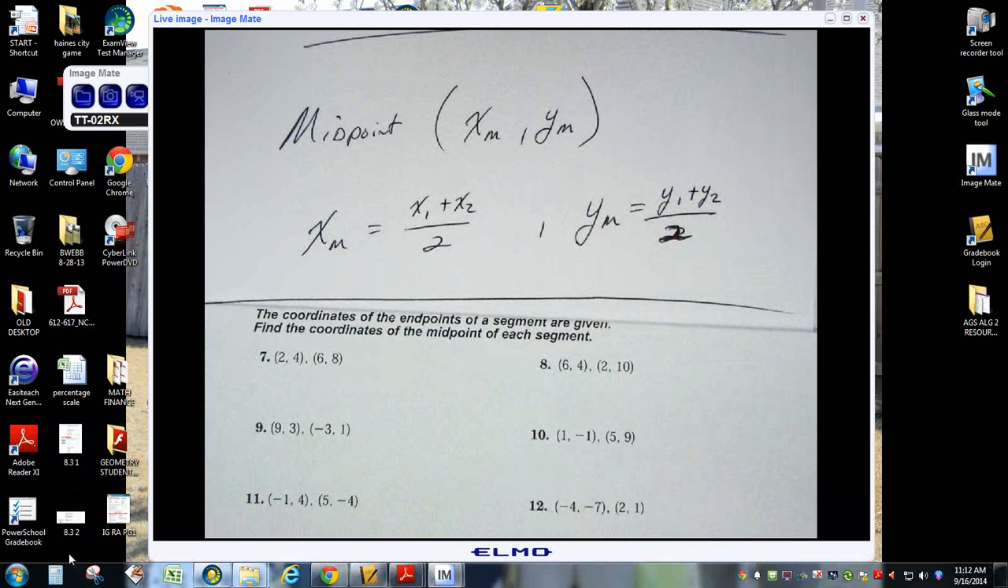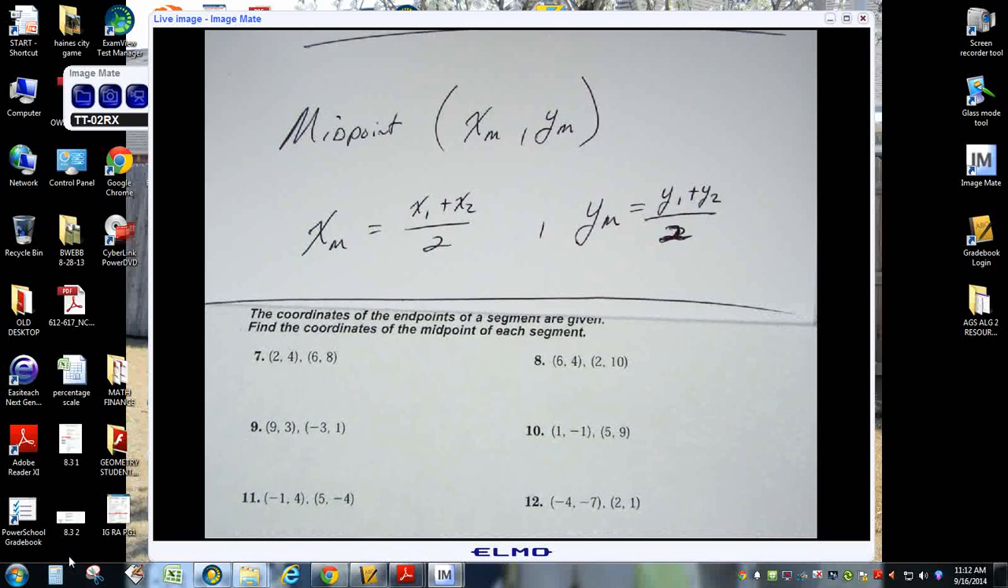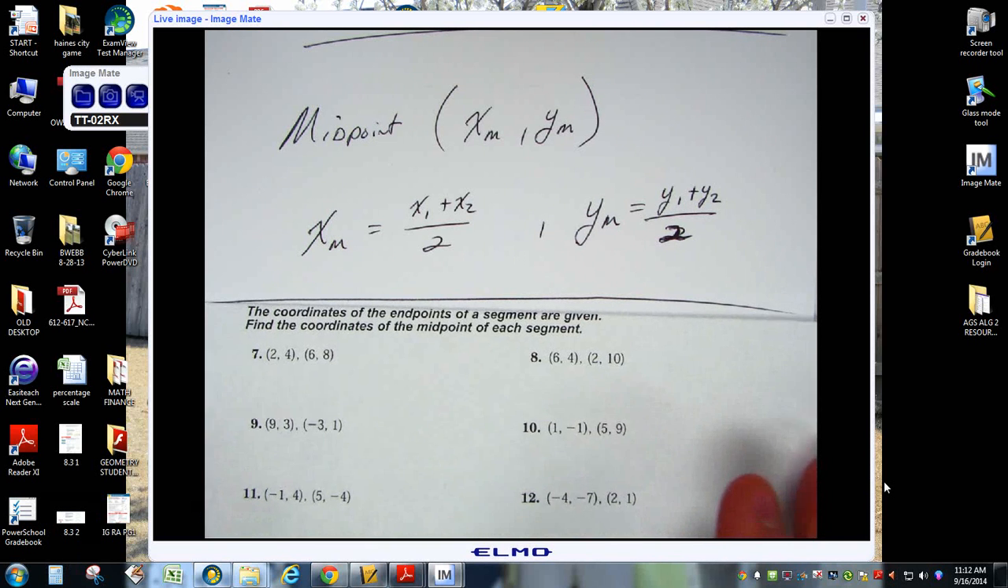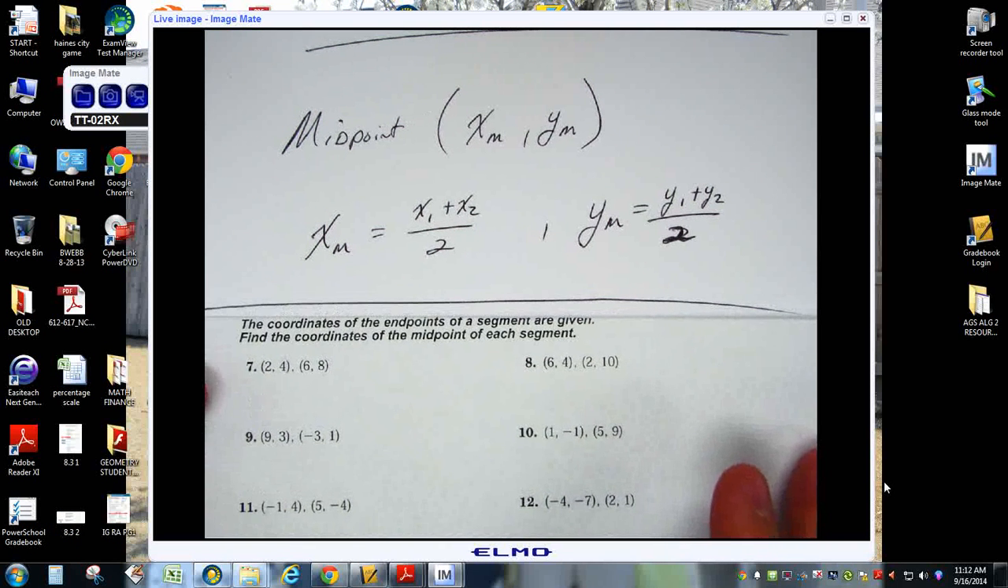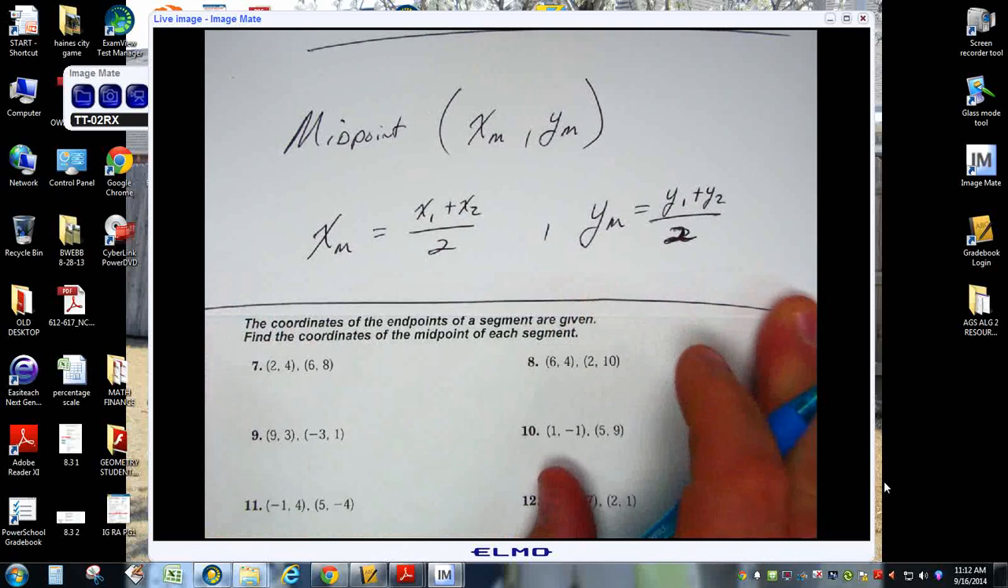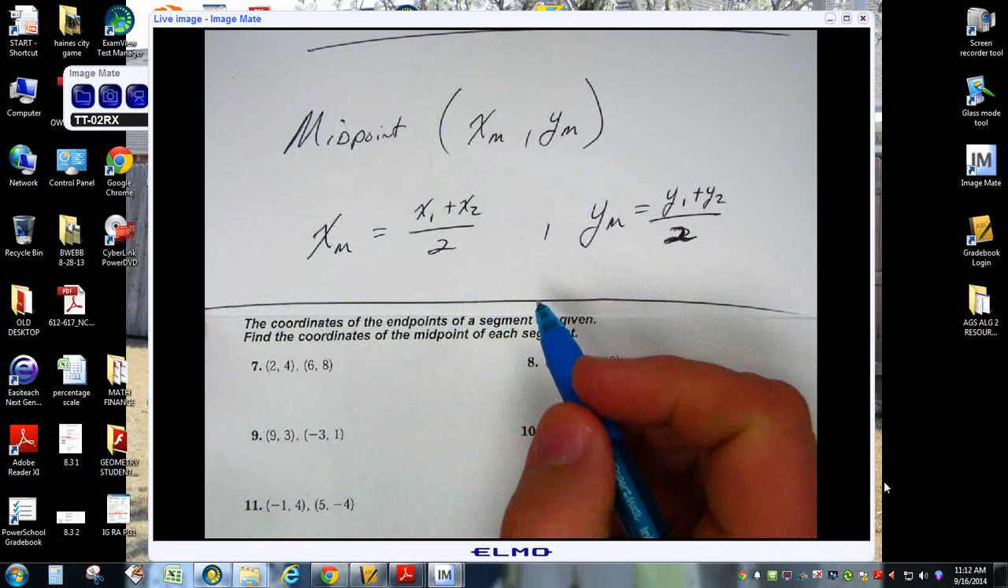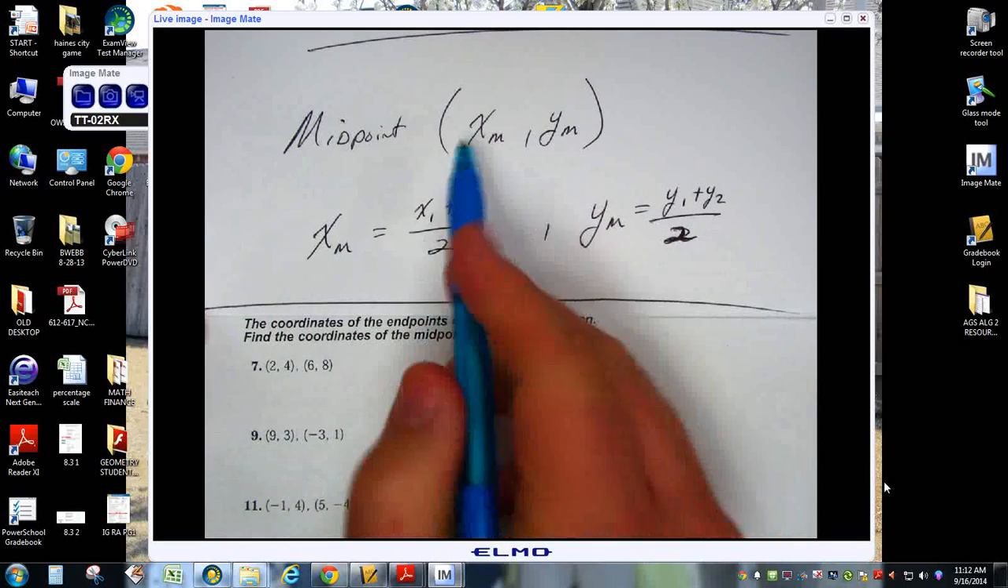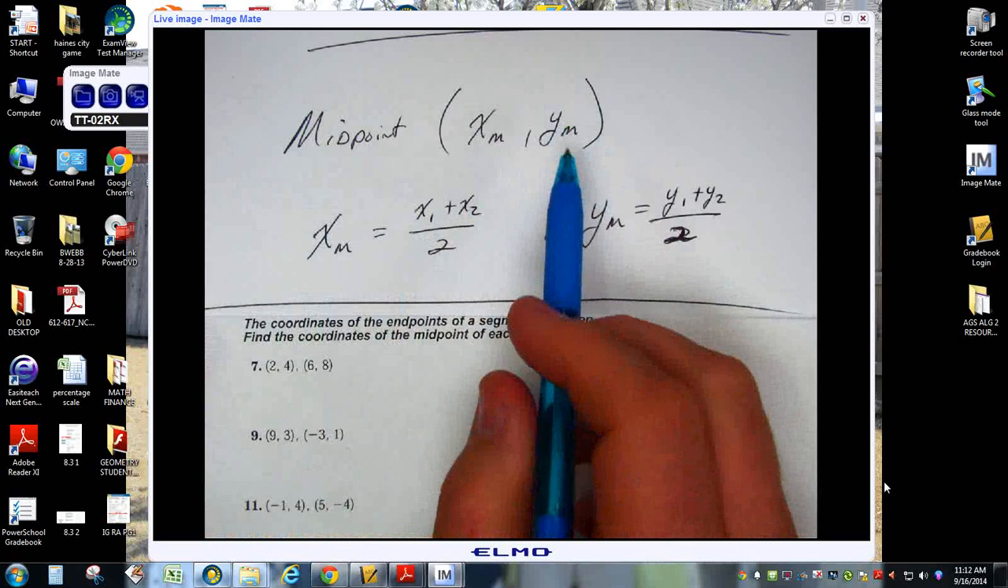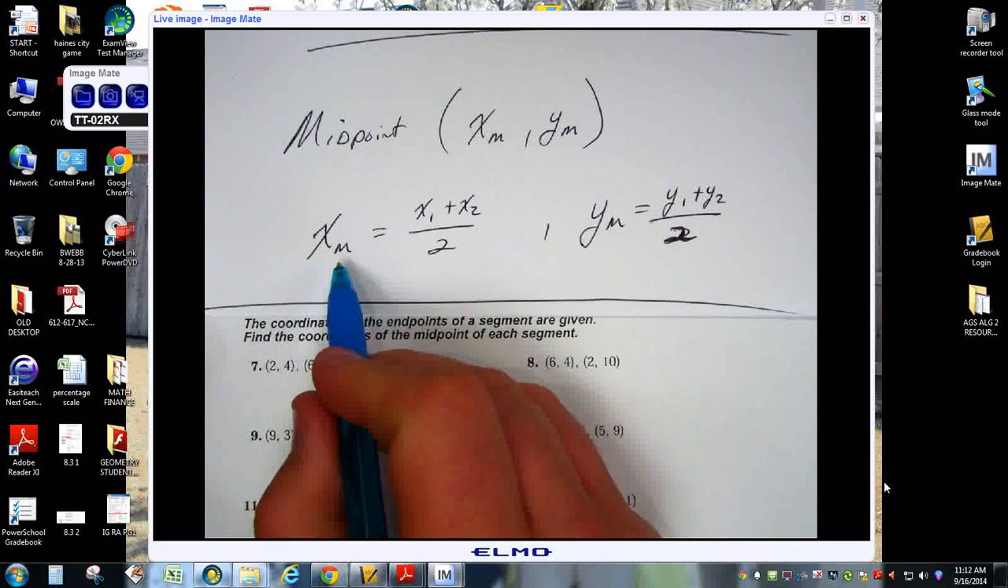Okay, look at number 7. The coordinates of the endpoints of the segment are given. Find the coordinates of the midpoint of each segment. Well, I want to find this right here, don't I? How do I find it? To find the x-coordinate, what do I do?